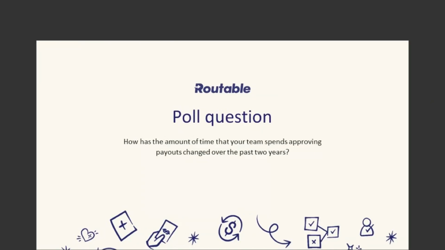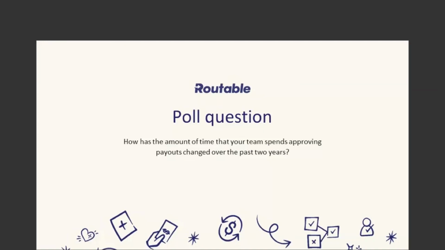This time we want to know, how has the amount of time that your team spends approving payouts changed over the past 2 years? Are you spending significantly more time, 10% or more increase compared to 2 years ago? Are you spending slightly more time, up to a 10% increase? Is it unchanged? Is it slightly less time, up to a 10% decrease, or is it significantly less time, a 10% decrease or more? Take a moment to respond to the poll question now displayed on your screen, and we'll discuss the results in just a moment.